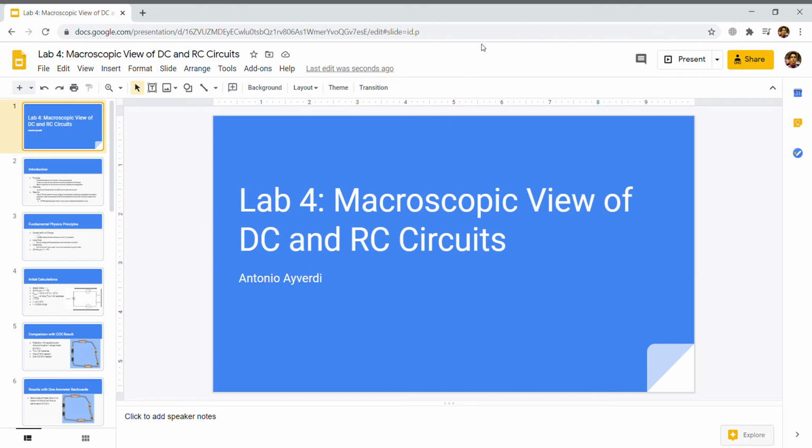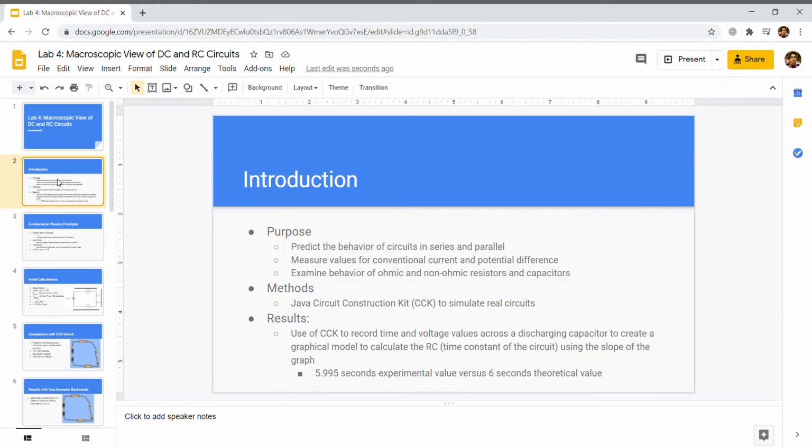I'm Antonio Iverdi, and today we're going to talk about Lab 4, which deals with the macroscopic view of DC and RC circuits. The purpose of this lab is to predict the behavior of circuits in both series and in parallel. We're going to measure the values for conventional currents and potential difference, and examine the behavior of ohmic and non-ohmic resistors and capacitors.